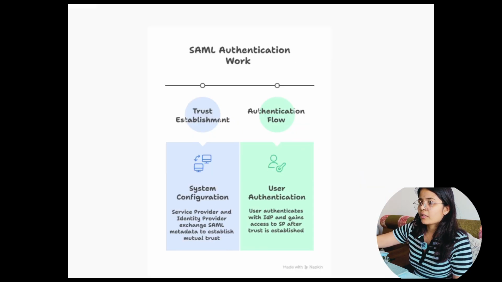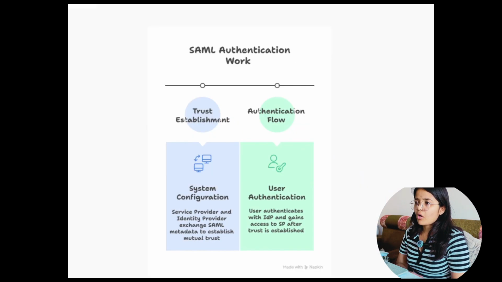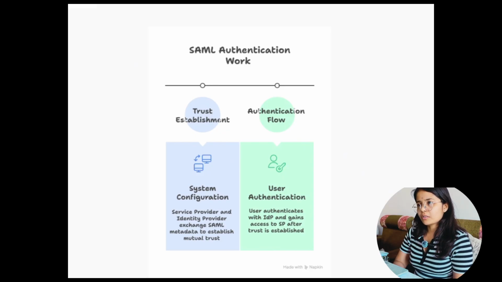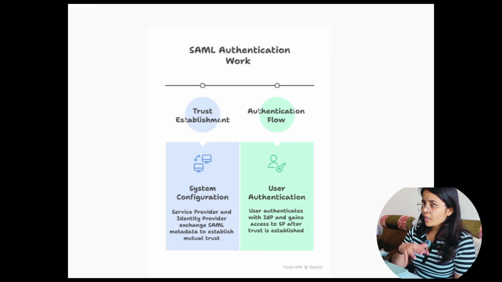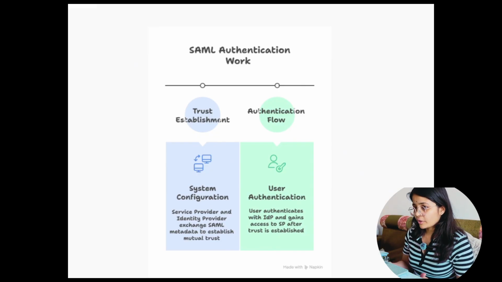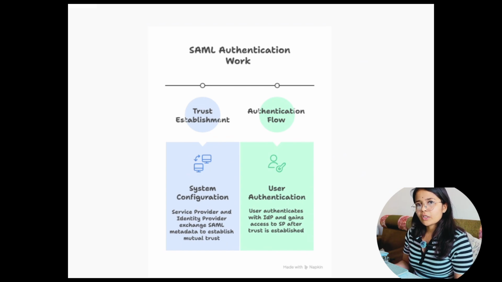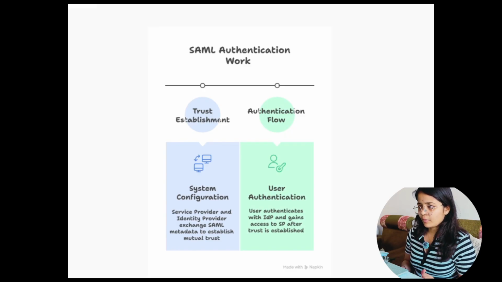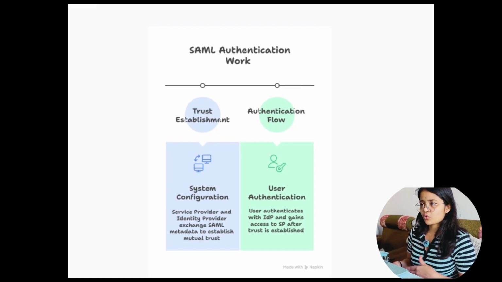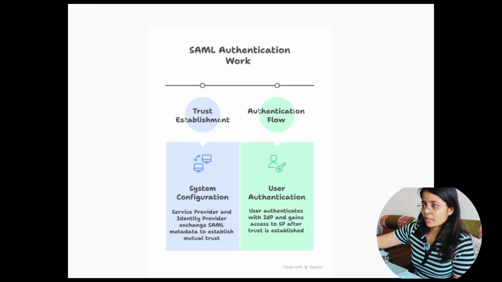And now let's take a look at how it works. For SAML authentication, there are two stages. First is the trust establishment, second is the authentication flow. In the trust establishment stage, the service provider and identity provider will exchange the SAML metadata to establish mutual trust. Here, SAML metadata includes the entity IDs, the host endpoints, and the digital certificate which is required. Once this is done, the user will authenticate with the IDP, and he will gain access to the service provider after trust is established. So this is the overview of how SAML authentication works.